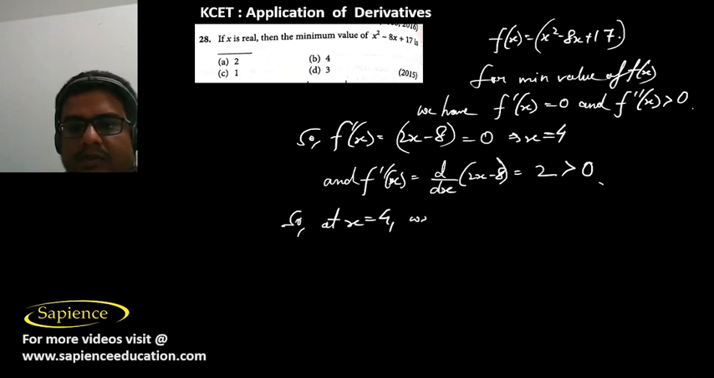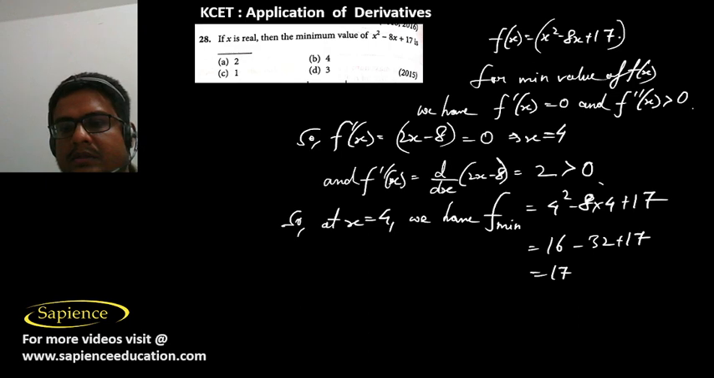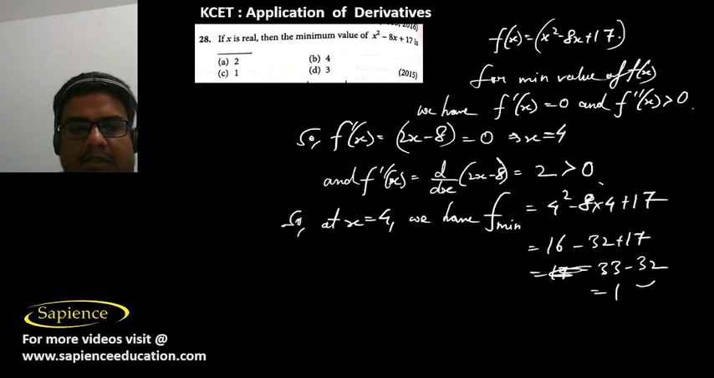At x equal to 4, the value of f of x will be 4 square minus 8 into 4 plus 17. So that is 16 minus 32 plus 17, that is 33 minus 32, which is 1. 1 is the minimum value of this function. This is C, the correct answer.